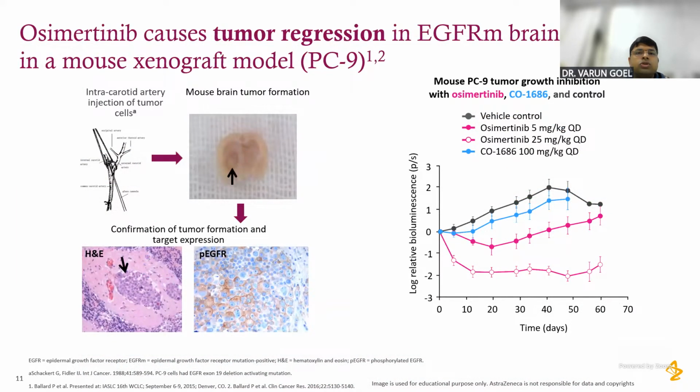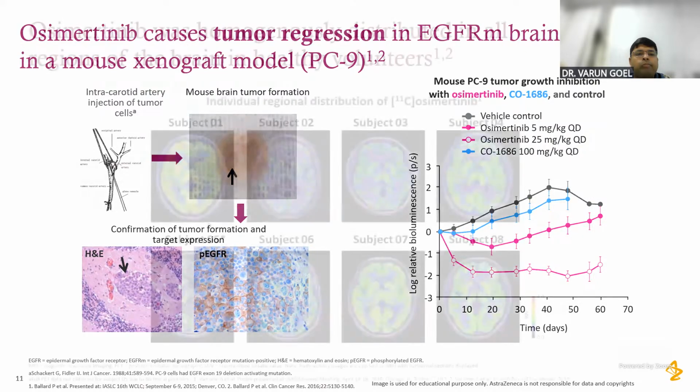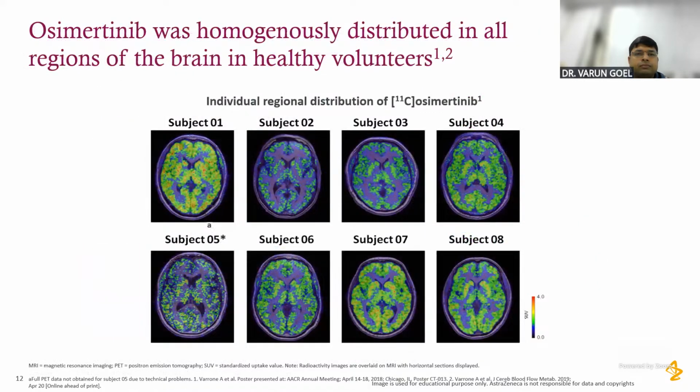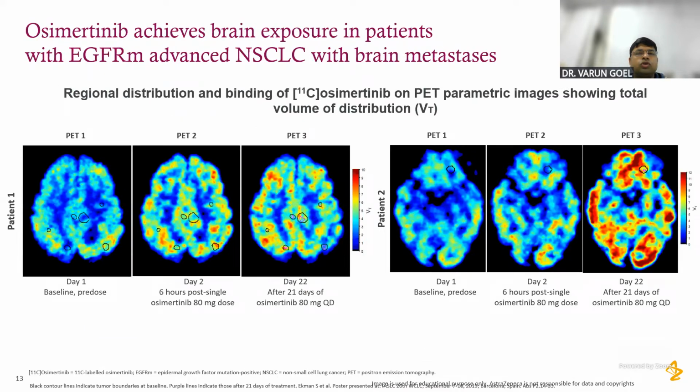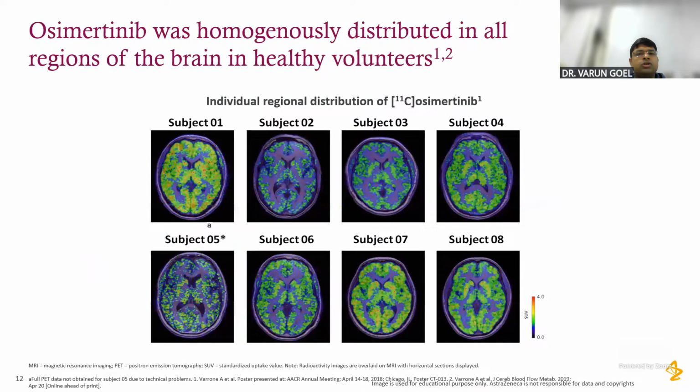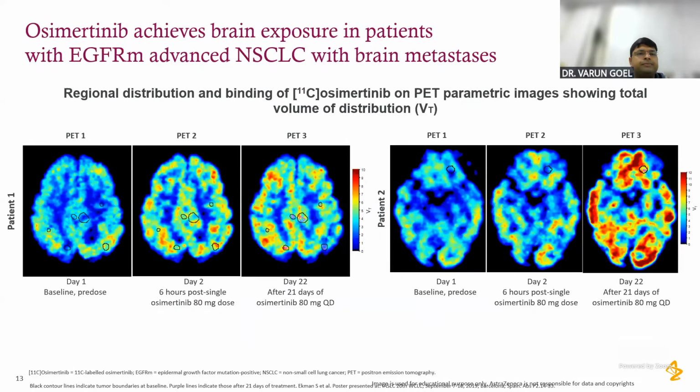This drug caused tumor regression in an EGFR mutation brain mets model, a mouse xenograft model. And osimertinib was homogeneously distributed in all regions of the brain in healthy volunteers. So it is not only animal studies, even in healthy volunteer studies, this drug has been shown to be distributed homogeneously in all regions of the brain.